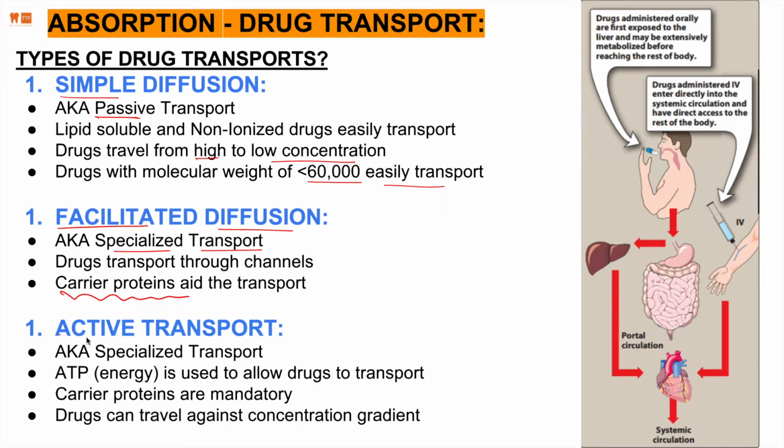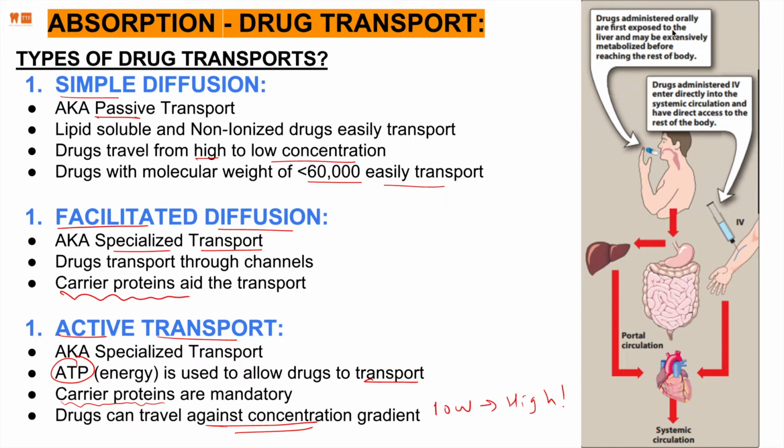And then comes the active transport. It is a specialized transport as well. However, this one is active. It uses energy to allow the drugs to transport. The carrier proteins are 100% mandatory in this. They need a taxi to go through. The drugs can travel against the concentration gradient, where it can definitely move from low concentration to high concentration instead of the other way around.